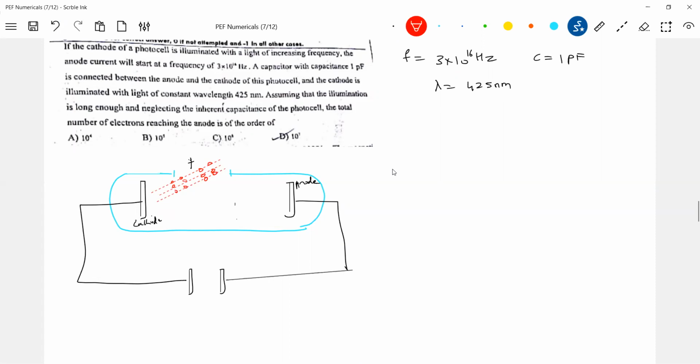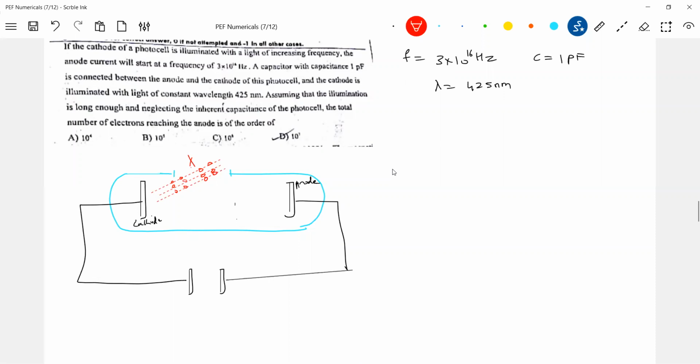So it's telling the cathode is illuminated with a light of constant wavelength 425 nanometer, assuming that all the illumination... Anode current will start at a frequency of. So what do you mean by that? Anode current will start. This is lambda, but it's telling it will start at a frequency of.